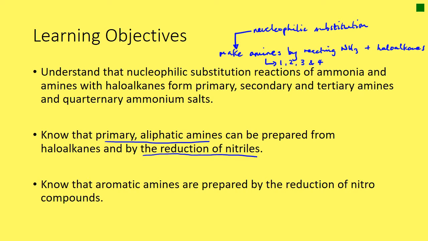And lastly, we want to look at aromatic amines. In the second learning objective, we've made some aliphatic amines. In the third learning objective, we're going to learn how to make some aromatic amines, and we're going to do that by the reduction of nitro compounds. So there's what we're going to do. It's quite a long lesson, so let's get cracking.